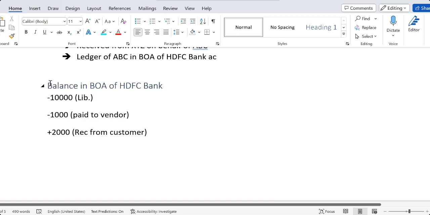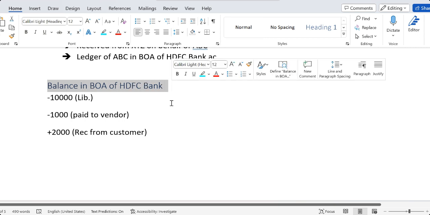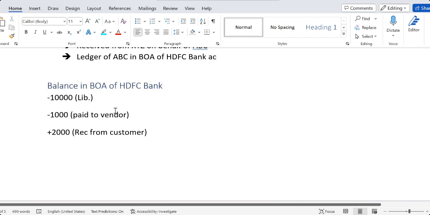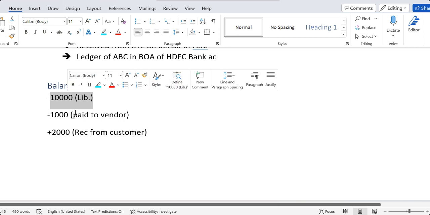Okay, so this is the balance in the books of accounts of SDFC Bank, right? Suppose ABC Limited has deposited something in an SDFC Bank account. So this is a liability for the bank, right? Because I have deposited, and the bank is liable to pay me, like, 10,000 rupees, right?